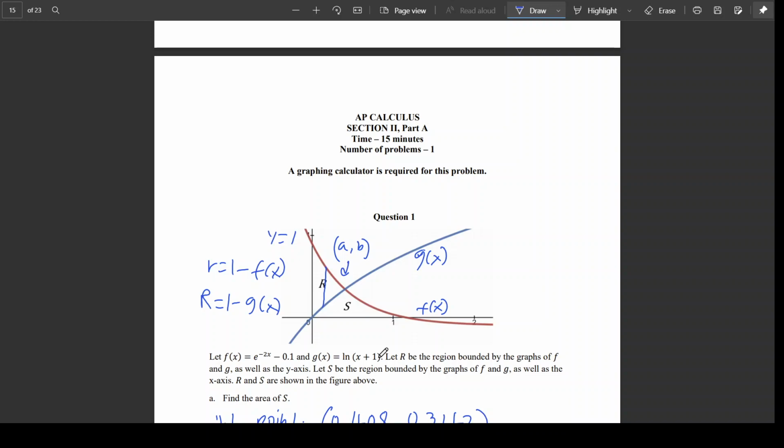Like I said, there's only one question. And next time we'll look at section 2 part B, which has two free response questions, and we'll have 30 minutes to solve those.